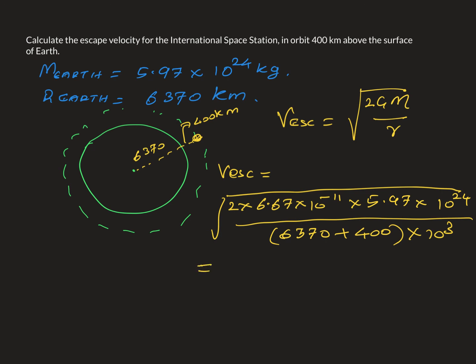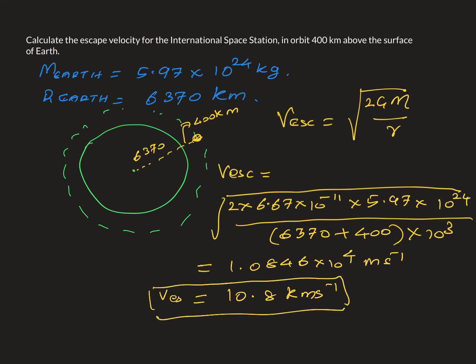So the answer will be 1.0846 times 10 to the power 4 meters per second, or we can also write it as 10.8 kilometers per second. So that's the escape velocity. That's the velocity we have to provide to the International Space Station for it to escape the gravitational force of Earth, so that it will go and never come back.